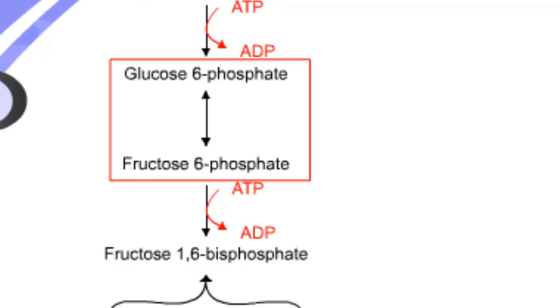This conversion is actually a conversion from an aldose sugar to a ketose sugar. If you look at here, glucose 6-phosphate is an aldose sugar that is converted to a ketose, which is fructose 6-phosphate. Now the difference between aldose and ketose you can look at here. In aldose this is a hexameric ring, in ketose it is a pentameric ring.